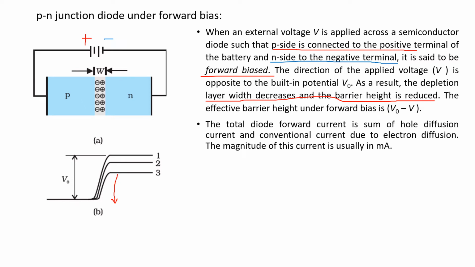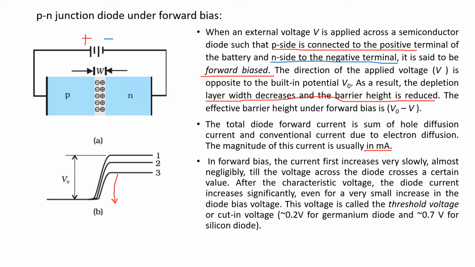The total diode forward current is the sum of hole diffusion current and conventional current due to electron diffusion. The magnitude of this current is usually in milliamps. Under forward bias, the current is in milliamps. It is comparatively more than the reverse current. In forward bias, the current first increases slowly. You will also see in the next diagram, the V-I characteristic, that it increases almost negligibly till the voltage across the diode crosses a certain value.